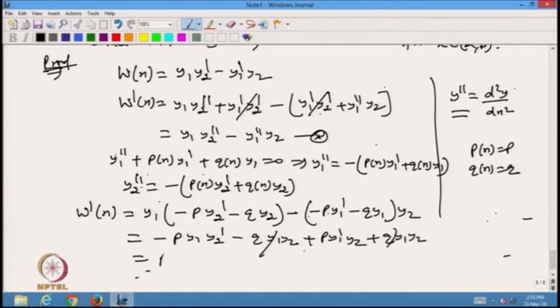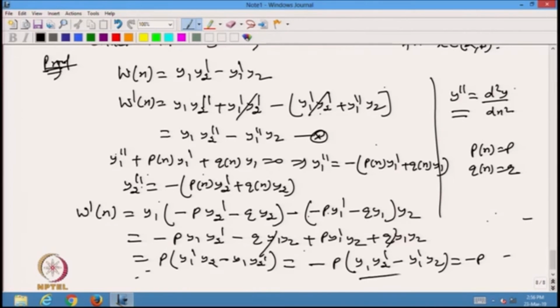So I take the common factor p, and then I can write it as y1 dash y2 minus y1 y2 dash, or I can write it as minus of p times y1 y2 dash minus y1 dash y2, and if you see clearly then it becomes minus p, and this is again the Wronskian. So that is the Wronskian we started with.